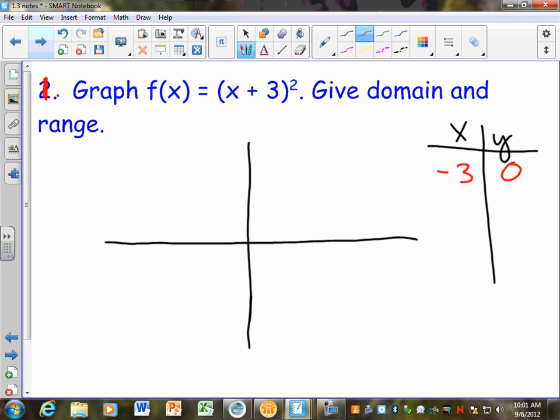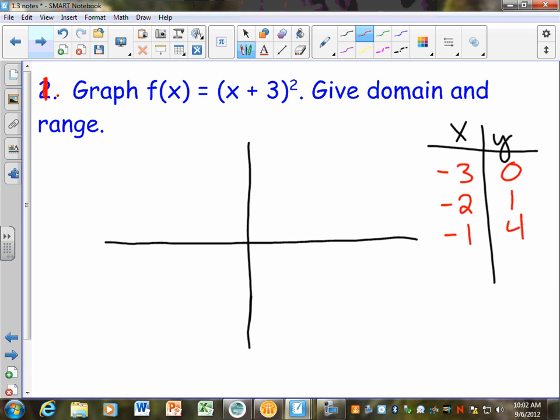And I'm going to kind of stick around those numbers. If I pick negative 2, what am I going to get? I'm going to get 1 squared, which is 1. And if I pick negative 1, negative 1 plus 3 is 2, squared, which is 4. I think it was Logan, I don't really know who said it, said this was going to be a parabola. It looks like I'm going in the right direction. As I'm picking my x values, my y values are getting bigger.